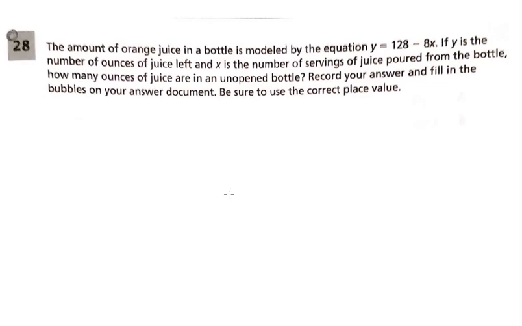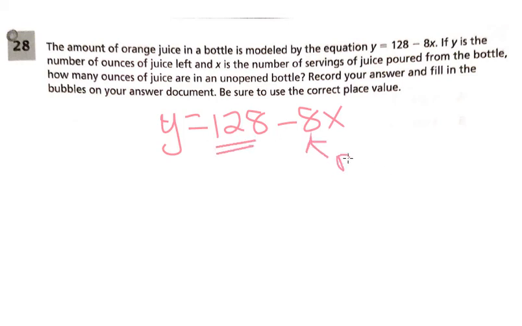All right, so in this question, we have an equation. They give us y is equal to 128 minus 8x. So we have a y-intercept of positive 128 and a rate of change that is negative 8, which makes sense because we're starting with some juice and we are taking some away each time.